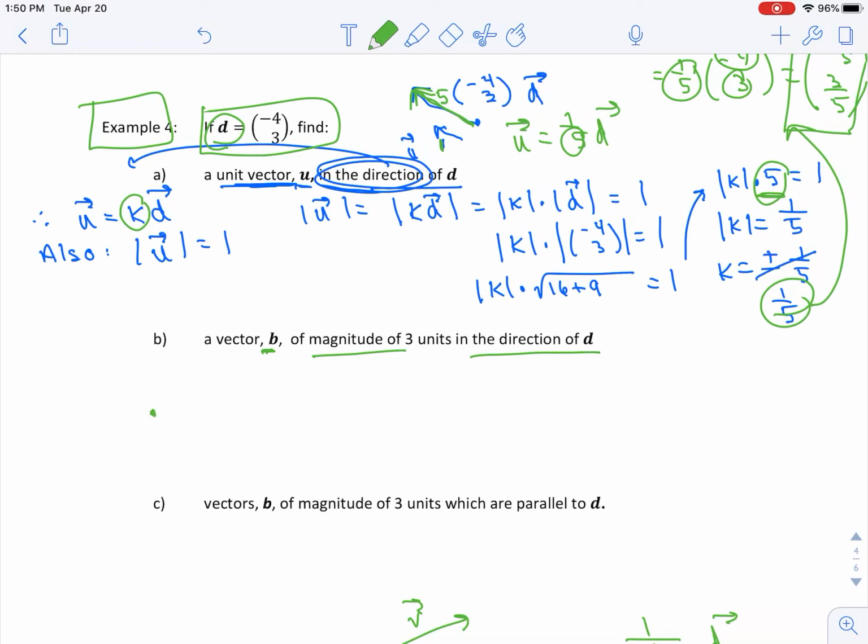So here was our vector D, and we knew that the magnitude of D was 5. And what we just found out up here was a unit vector that went in the same direction. So that was our unit vector, and that was U, okay? So now we want a third vector B to have a magnitude of 3 and to go in the same direction as D.